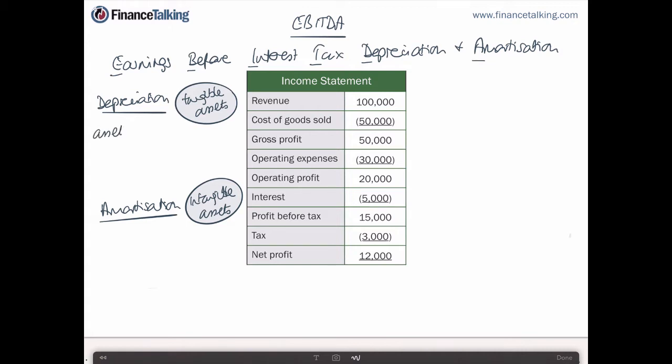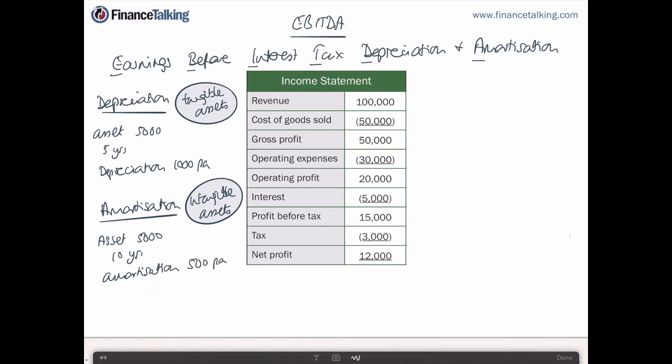So, for example, if you bought a piece of equipment for £5,000, which you thought was going to last for 5 years and have no residual value at the end, then you'd be likely to depreciate it by £1,000 a year. Similarly, if you bought a 10-year license for £5,000, you'd amortise it over 10 years, reducing the value each year by £500 until it was worth nothing.